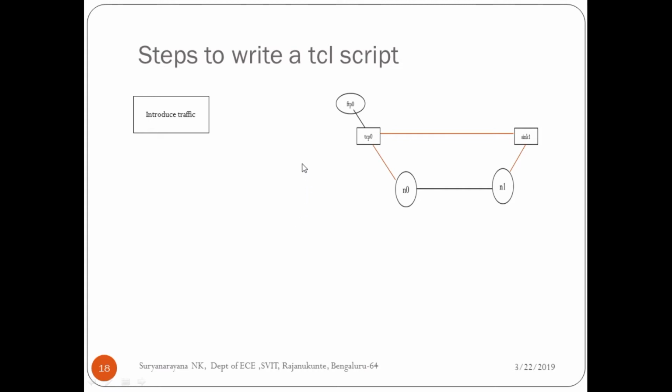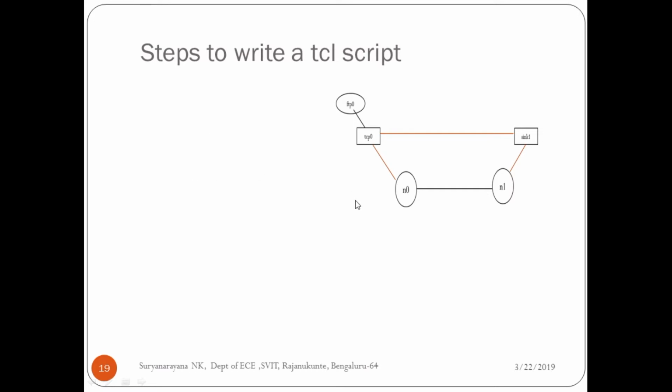It is time to introduce the traffic, so we need to write the time at which the agent application starts throwing the packets. So the syntax is $ns at .1 "$ftp0 start". Similarly, $ns at .2 "$ftp0 stop". We can change the time according to our requirement here. Finally, we need to run the simulation by using the syntax $ns at 1 "finish" and $ns run.